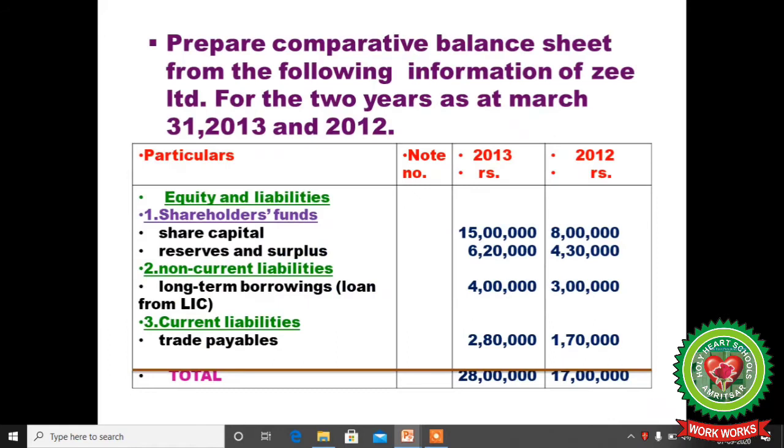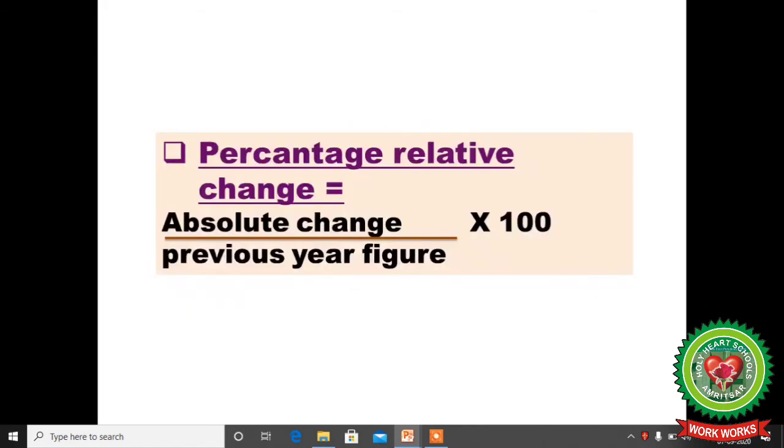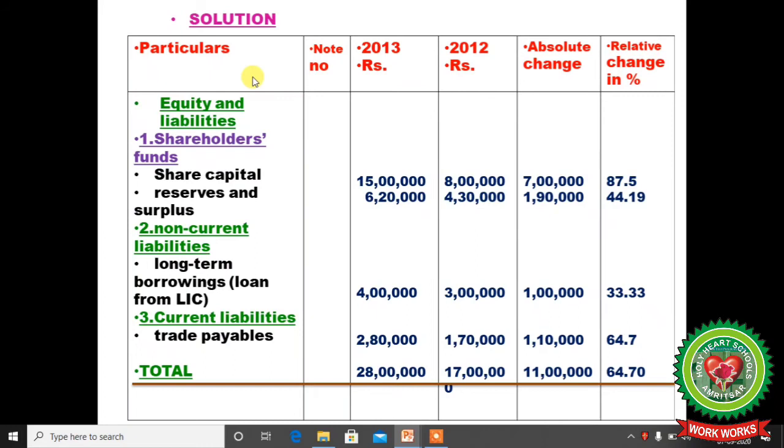Now the practical problem. Prepare the comparative balance sheet from the following information of Zee Limited for the 2 years as at 31st March 2013 and 2012. So 2 years of data are provided to you, that is 2013 and 2012. For this, see the solution. For the solution you first need one formula: percentage relative change is equal to absolute change divided by previous year figure multiplied by 100. So how to solve this problem?